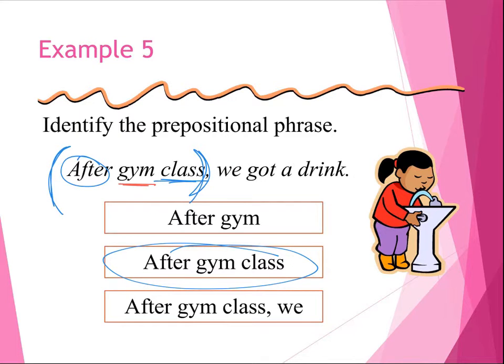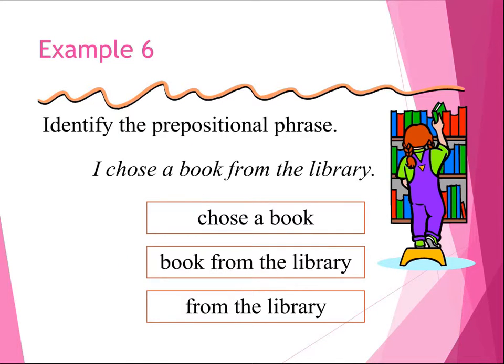Notice that in prepositional phrases, you might have words between the preposition and the noun, the object of the preposition. Those are usually adjectives, helping describe our noun. One more example. Look at the prepositional phrase in this sentence. I chose a book from the library. What do you think is the preposition? From is a preposition, and our object of the preposition? Library. So our prepositional phrase, from the library.